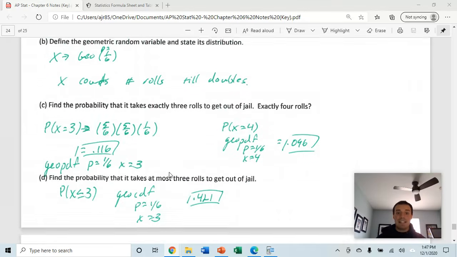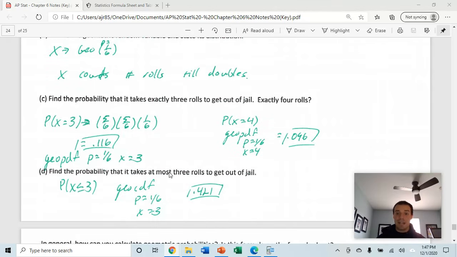Find the probability that it takes exactly 3 rolls to get out of jail, or exactly 4 rolls. So similar to binomial PDF and CDF, we have geometric PDF and CDF. Now we can do this by hand.